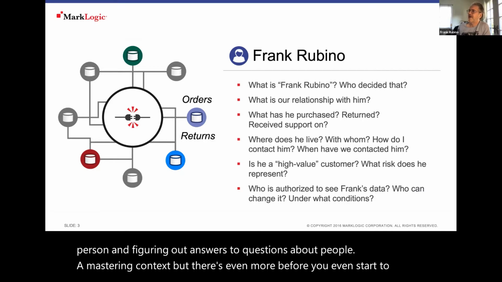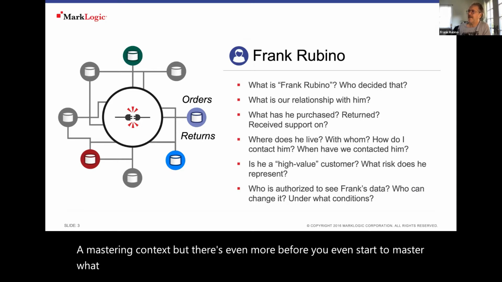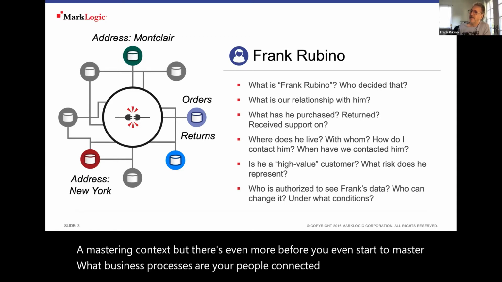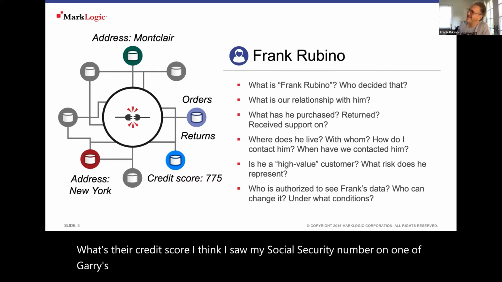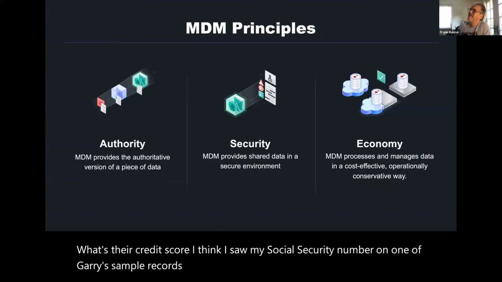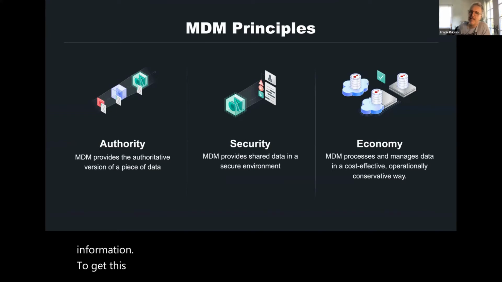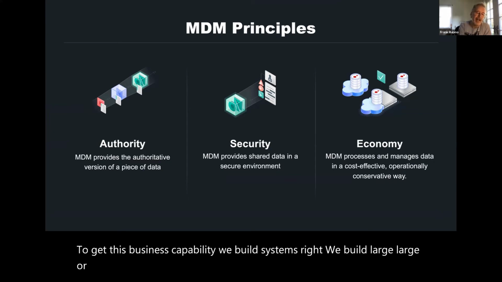What business processes are your people connected to? Where do they live? What's their credit score? I think I saw my social security number on one of Gary's sample records. But you have to manage that sort of secure information too. To get this business capability, we build systems, large or small enterprise systems for managing our data.